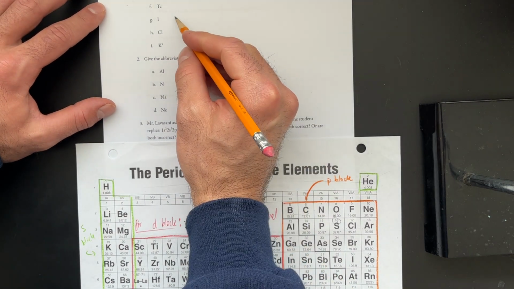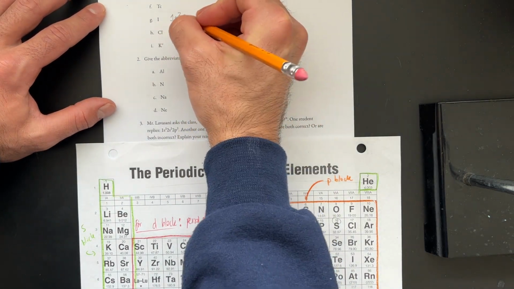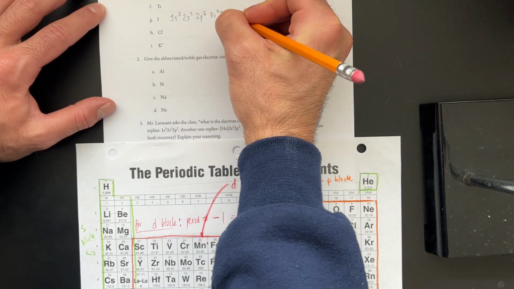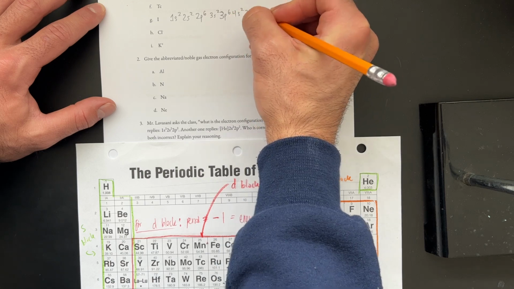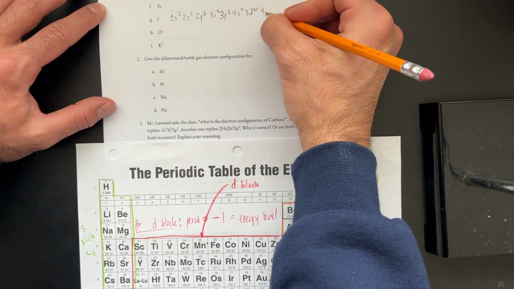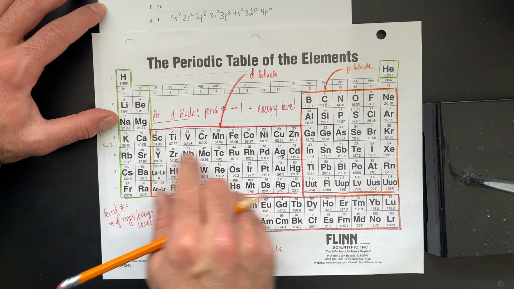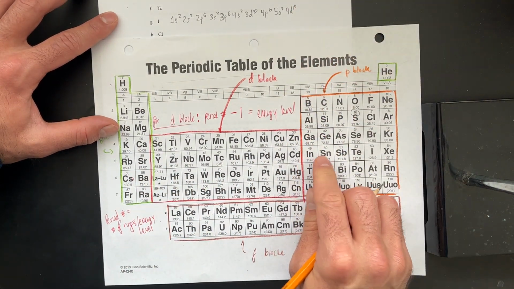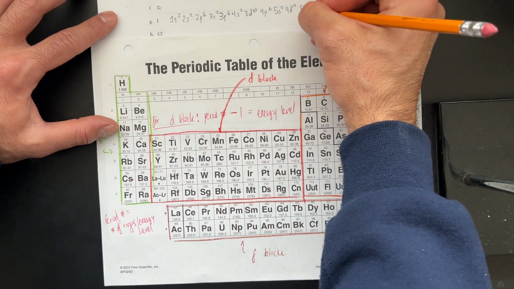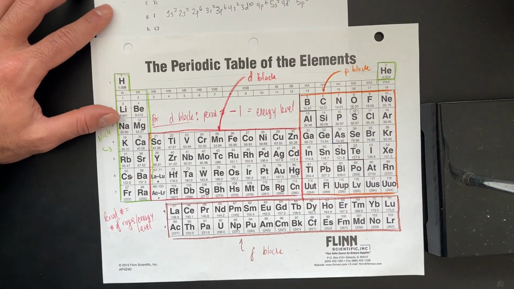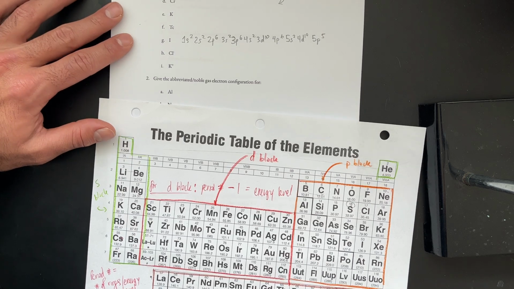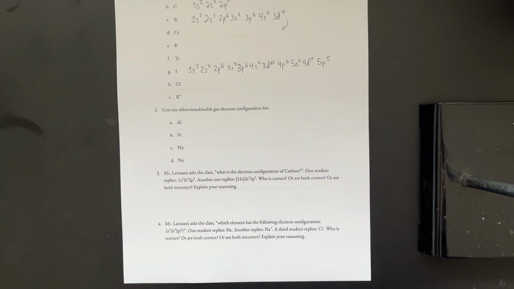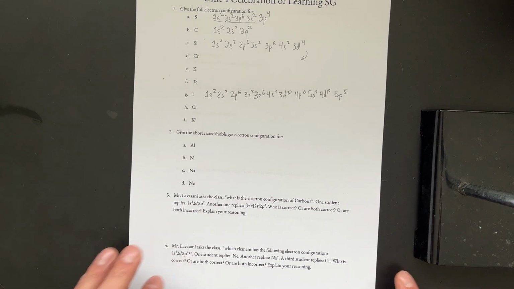So for I here: 1s2, 2s2, 2p6, 3s2, 3p6, 4s2, 3d10, 4p6, and we said 5s2, 4d10, and then 1, 2, 3, 4, 5, 5p5. There you go. So that's iodine.